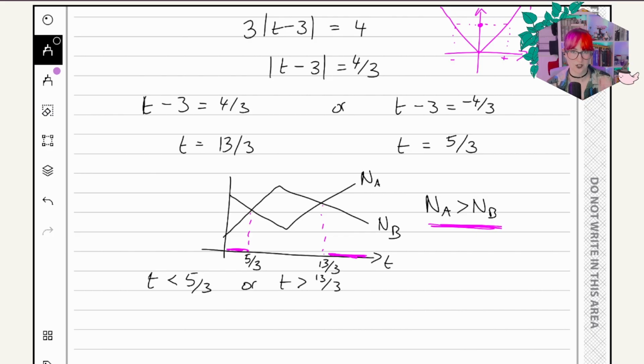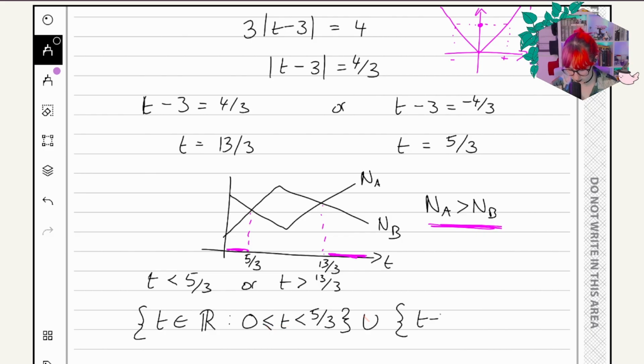And then it wants it in set notation. So set notation is going to be, so we use curly brackets, T in positive reals such that 0 less than T less than 5 over 3. Combined with T in R such that T is greater than 13 over 3.